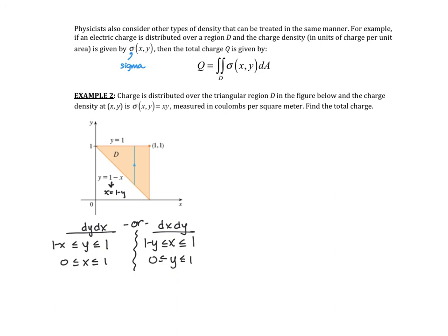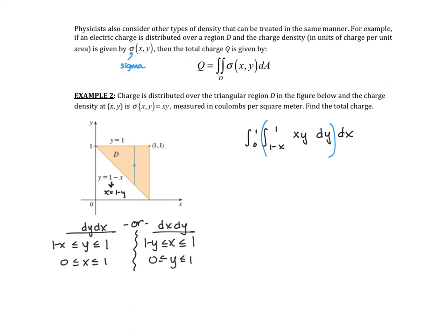But since the problem was given to us in y equals 1 minus x, I think I'm going to do dy dx. So I will set up this integral to be from 0 to 1 and from 1 minus x to 1 of x y dy dx. So we know that that sigma function is x y, so that's what we're plugging in. Now this just becomes an iterated integral. So go ahead and hit pause, try this integration, and see if you can't get the same answer I do.